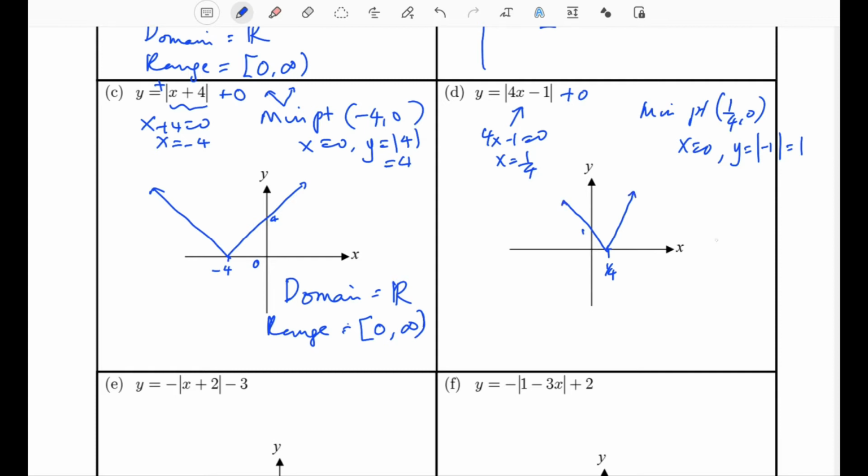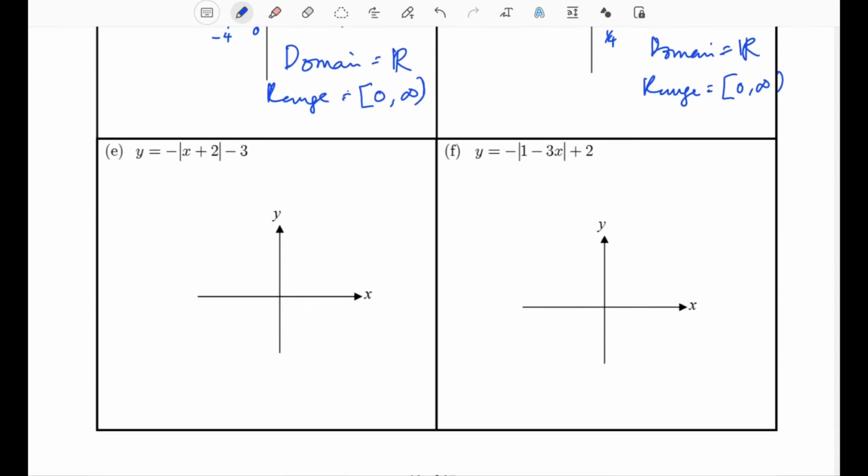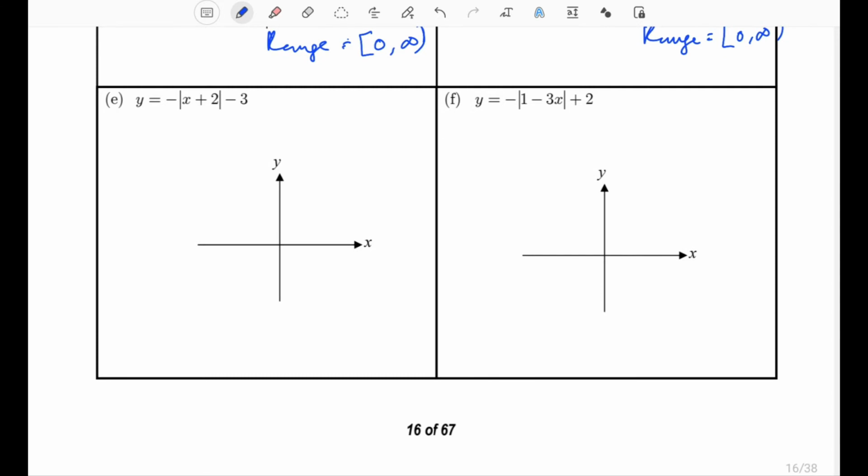Okay. And domain will be real number, range will be 0, infinity again. Right, next, E and F. Okay, if you look here, you have -3 at the back here. So find the maximum point.